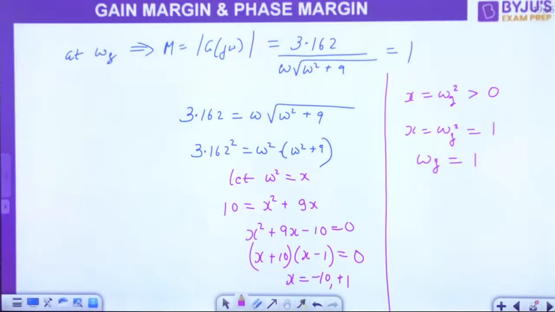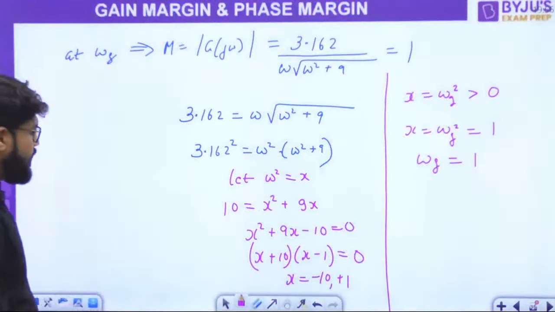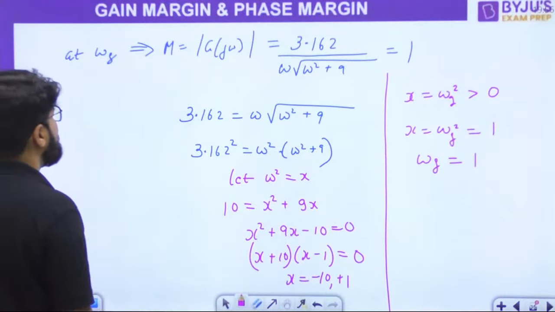Yes, for diploma a very basic question comes, Krishna. You just have to go through basic formulas and all. This much will not be there for diploma. Okay, so omega g is equal to 1.